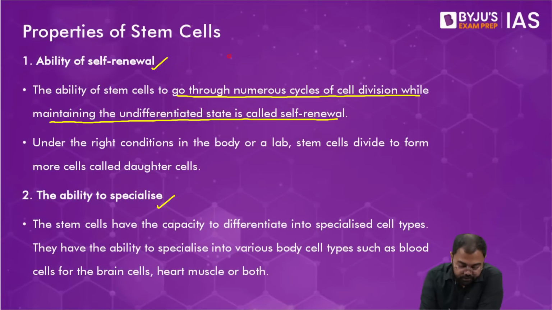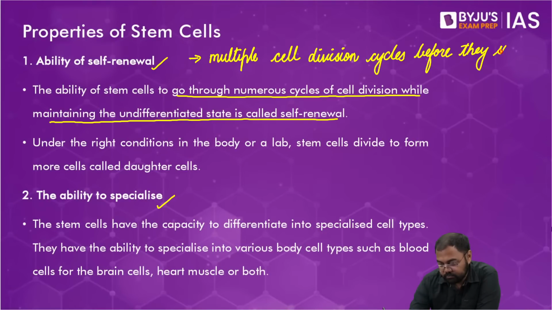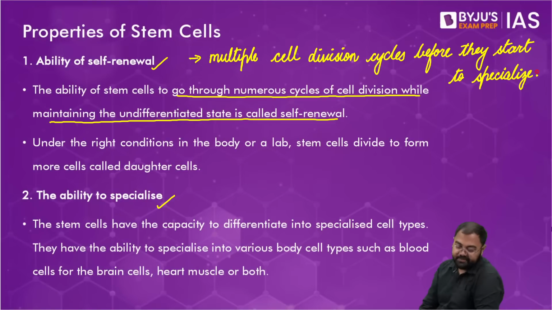All right. So basically, we are saying multiple cell division cycles before they start to specialize. All right, multiple cell division cycles before they start to specialize. So that is basically what we call the ability to self renew.